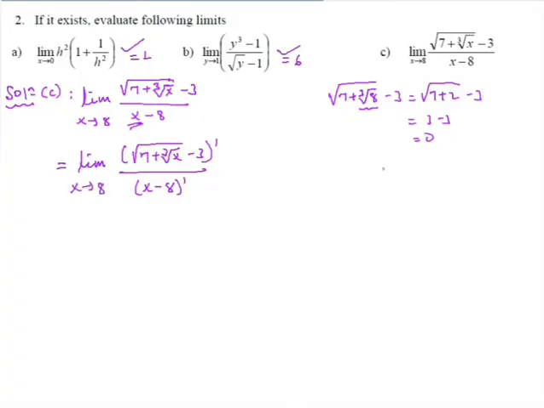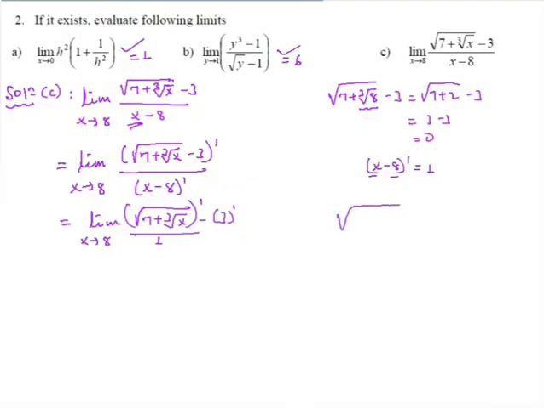Now the derivative of x minus 8 is 1, automatically the derivative of x minus the derivative of 8. So the derivative of the denominator is 1. This means the limit of the derivative of 7 plus cubed root of x minus the derivative of 3, which is 0, over 1 as x approaches to 8. Now, what is the derivative of 7 plus cubed root of x?